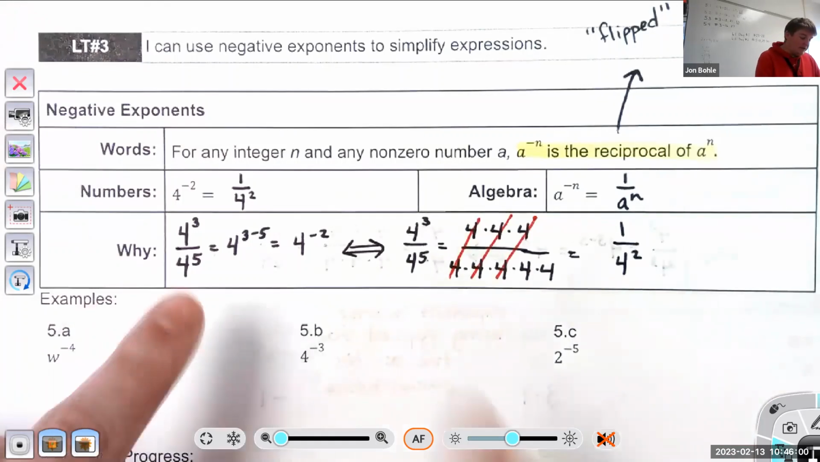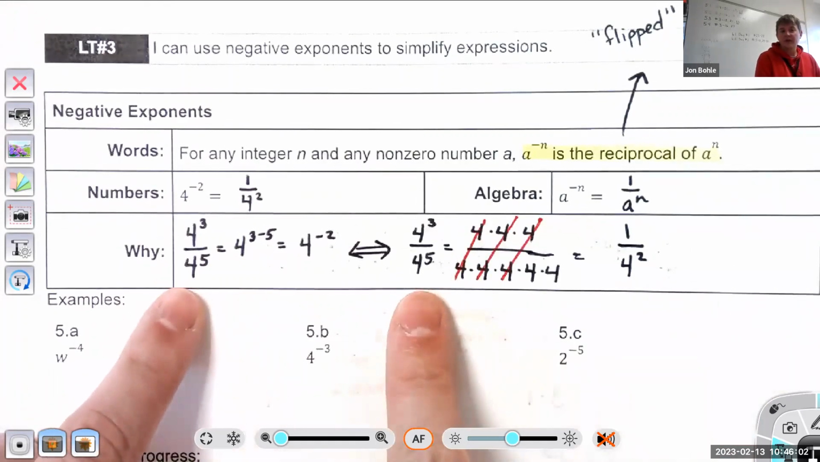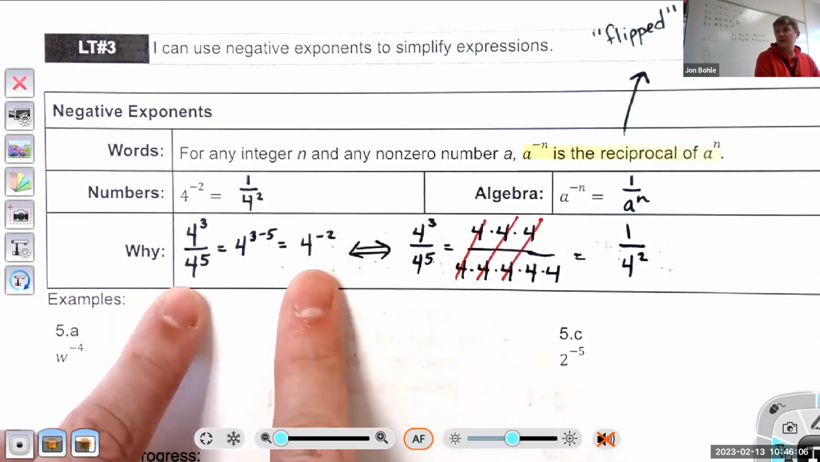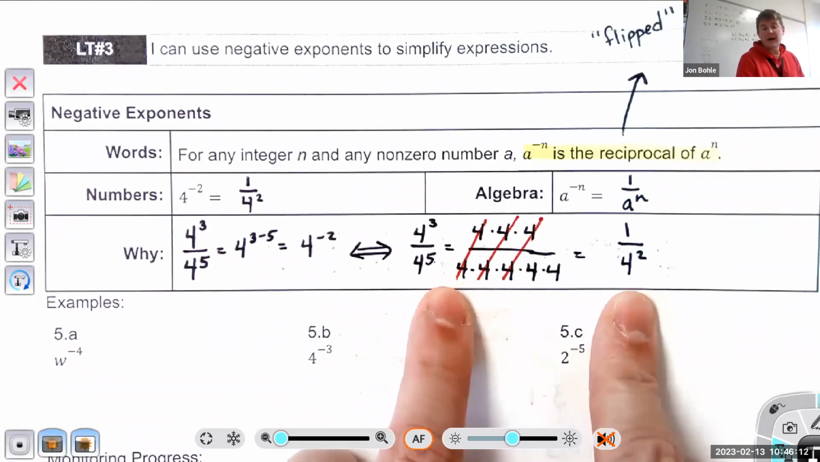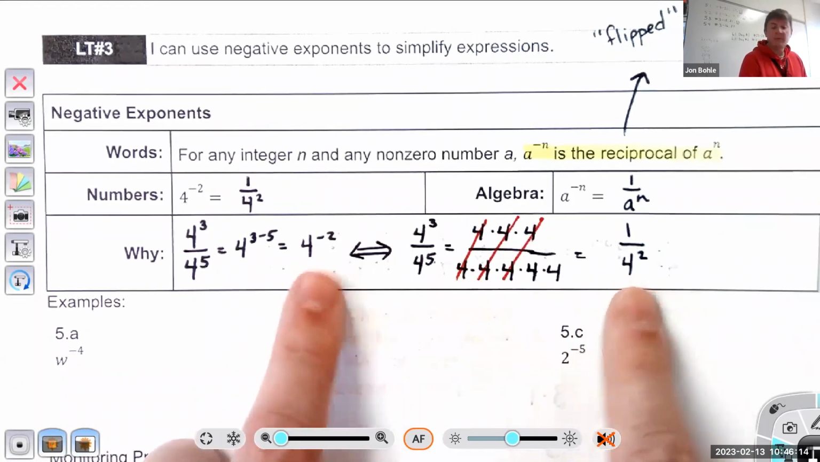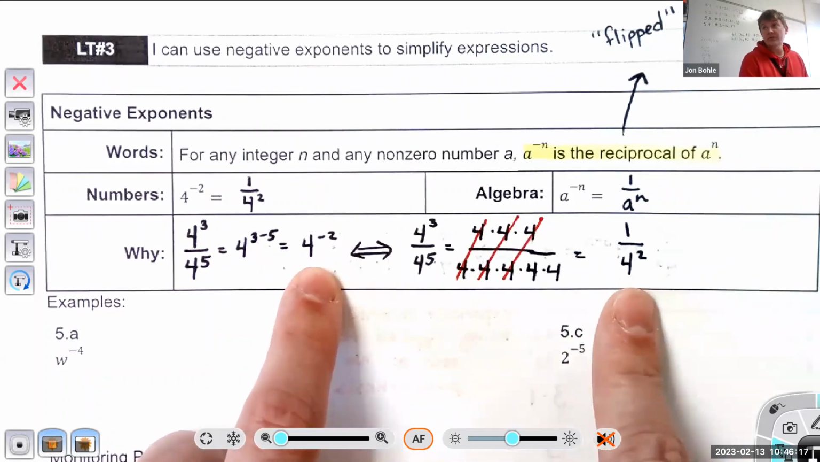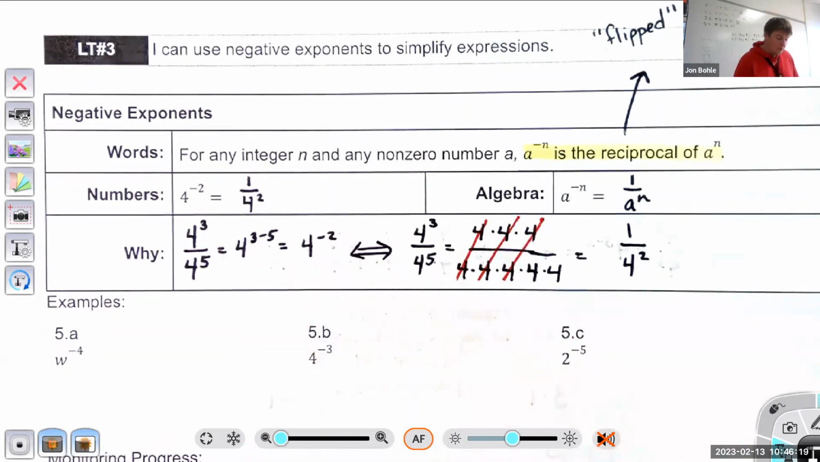So what do I have? I know that these are the same. 4 to the third divided by 4 to the fifth is 4 to the negative second. I know that 4 to the third divided by 4 to the fifth is the same as 1 over 4 to the positive second. So what do I know about these two things? They are also the same. When you get to geometry and use that a lot, it will be called the transitive property.